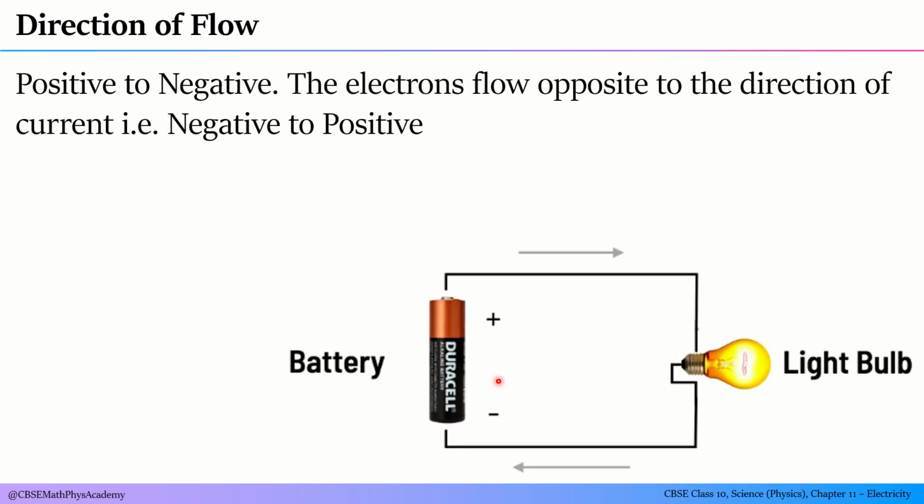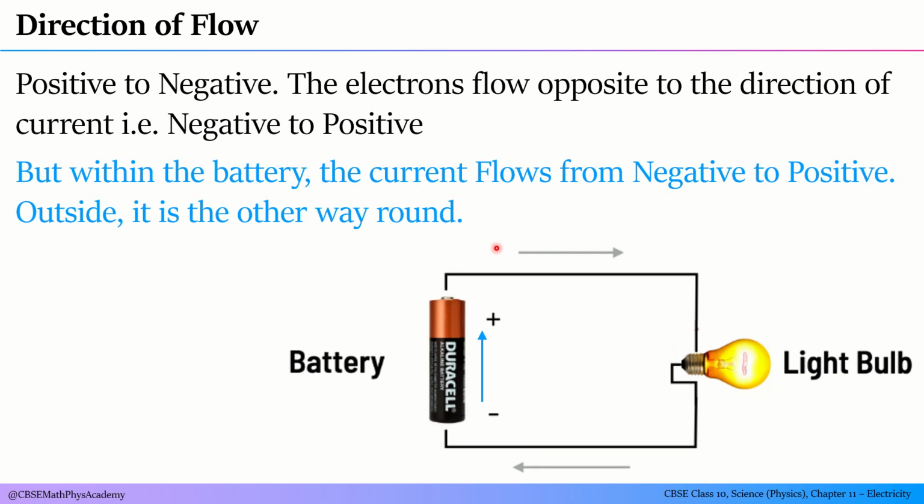So we're now moving to the main idea of this chapter. The direction of flow of current, as I told you, is positive to negative. In a battery, you can see the arrow mark. The current flows from the positive towards the negative pole. However, the electrons inside the conductor move opposite to the direction of current. That is, the electrons in the wire move from the negative pole to the positive pole.